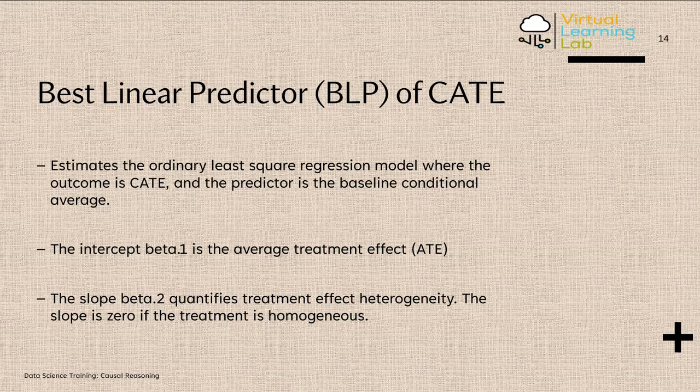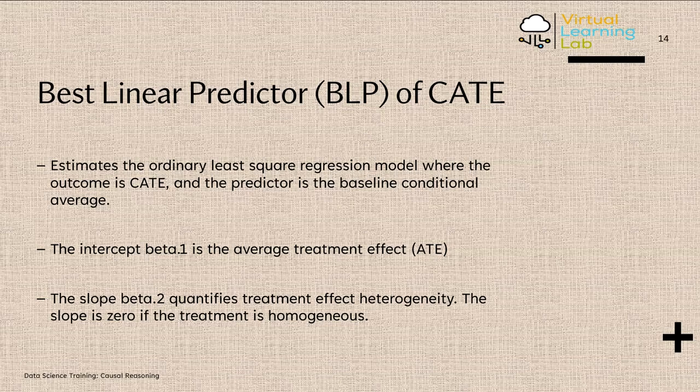So in generic ML, the best linear predictor uses ordinary least squares regression. This is just a bivariate regression where the outcome is the conditional average treatment effect and the predictor is the baseline conditional average. In this model you are not really interested in predicting the conditional average treatment effect, but you are interested in the regression coefficients.